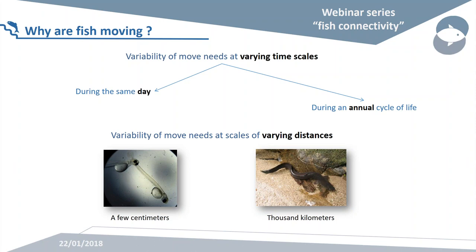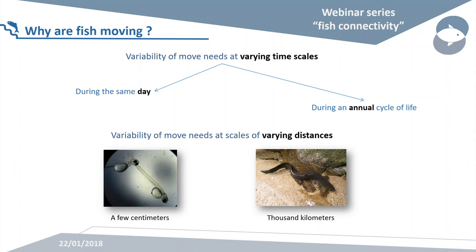They also occur at scales of varying distance. For example, for fry or juveniles, we talk about only a few centimeters, but when we talk about diadromous fish, this is about 1,000 kilometers. Here, for example, you have an eel. The eel will migrate through the ocean, so this is thousands of kilometers.